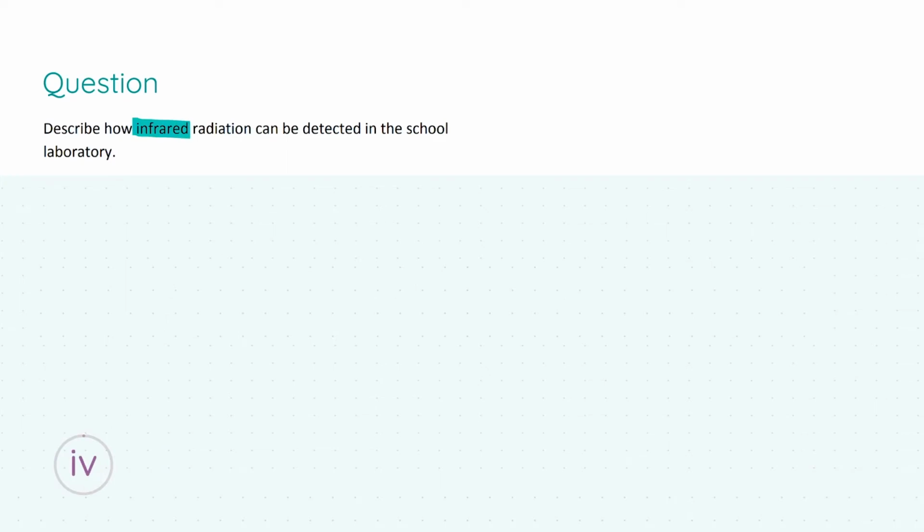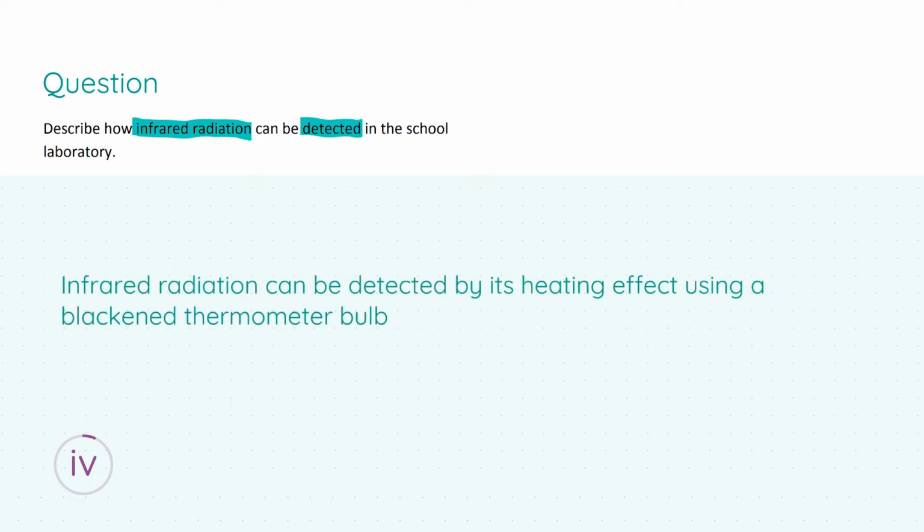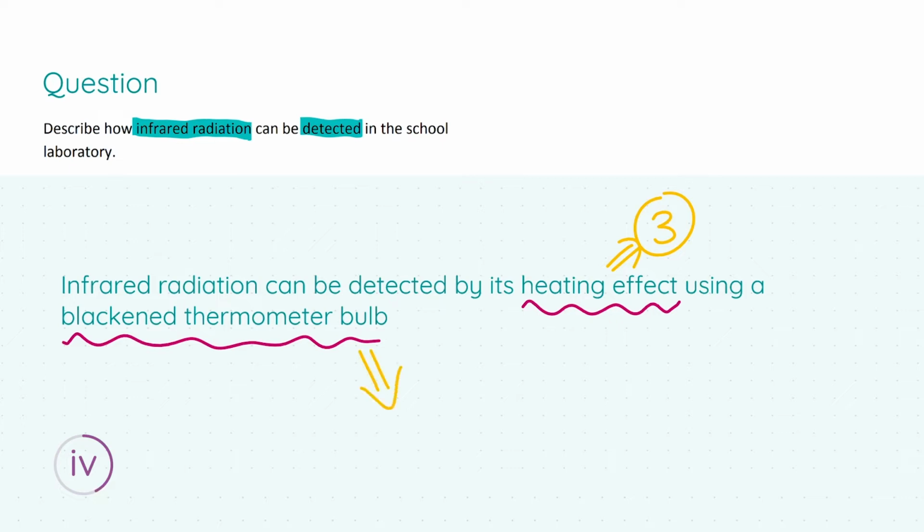On to part 4, we're asked to describe how infrared radiation can be detected in the school laboratory. The description is as follows. Infrared radiation can be detected by its heating effect using a blackened thermometer bulb. Describing that it can be detected by its heating effect will get you 3 marks. And also describing that you use a blackened thermometer bulb will enable you to detect this heating effect will get you 3 marks.